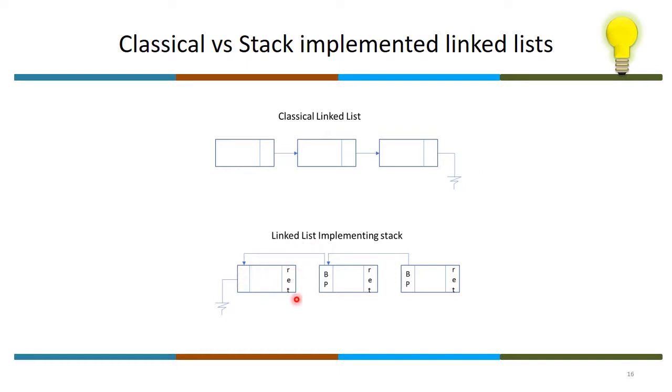This is the first frame. The next frame will have a pointer back to the previous frame, and again this frame will have a pointer back to the previous frame. If you can implement this kind of linked list, then you will be in a better position to understand the stack creation, right?